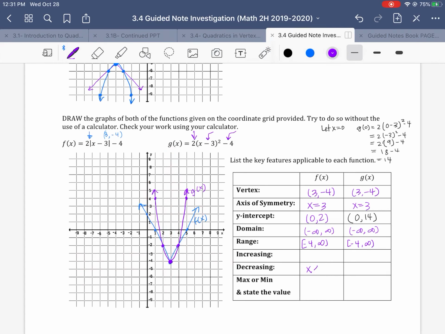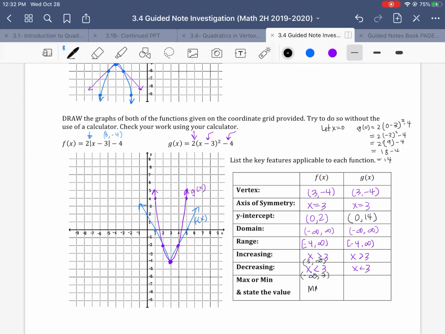We're decreasing on the left side of the axis of symmetry, or when x is less than 3, right? And that's true for both of these. Both of them are decreasing on the left. And then that means that they reach that low point and they increase on the right of the axis of symmetry. So you can write it that way, or if you like to write it as -infinity over to 3, you can write it that way too, and then 3 to infinity. So whichever way you like it better on that.